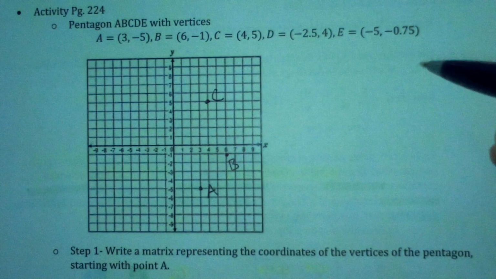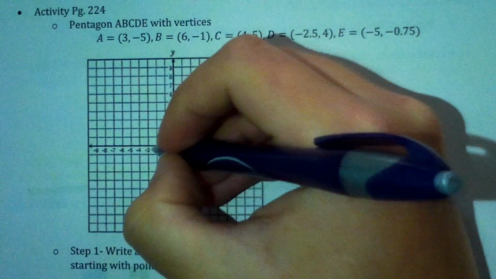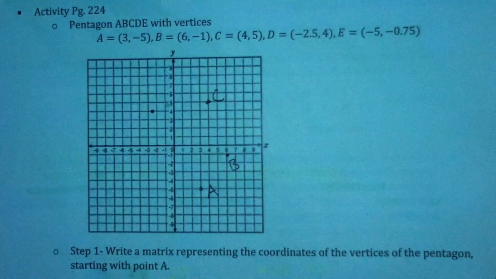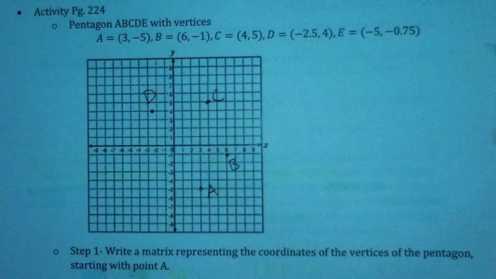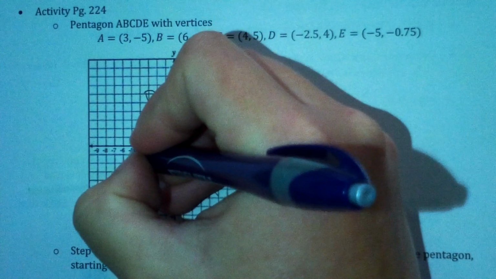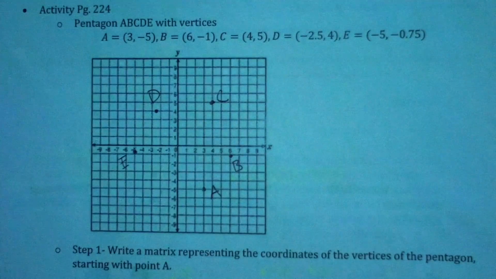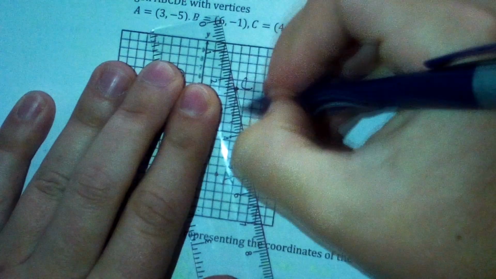And then for these, you just take whatever the ordered pair is. So like for A, it's 3, -5. You just put your 3 on top, -5 on the bottom. B is 6, -1. So 6 on top, -1 on the bottom. And then you just do the same for the C, D, and E. So 4, 5 for C. D is -2.5, 4. E is -5, -0.75. So that would be your matrix that represents that.